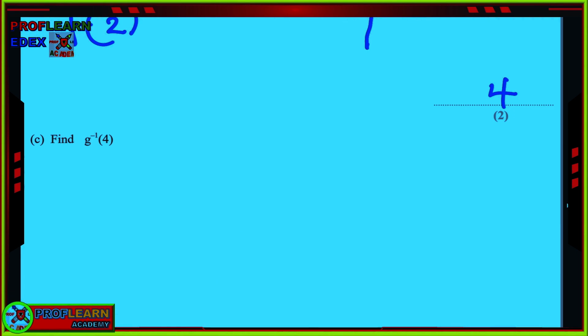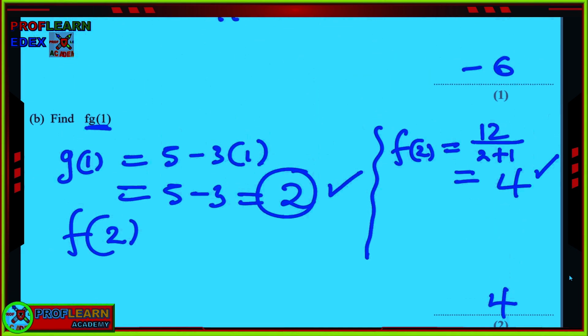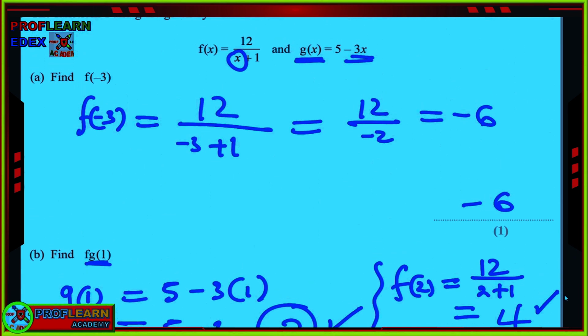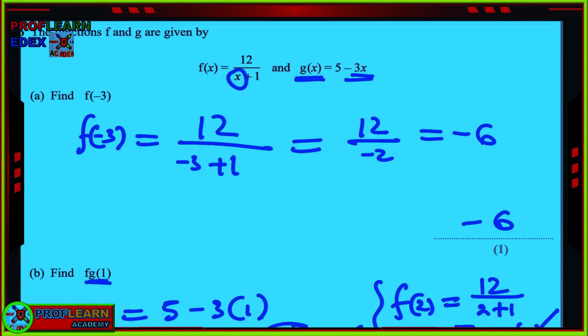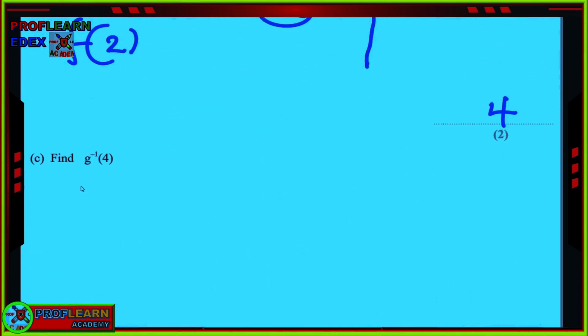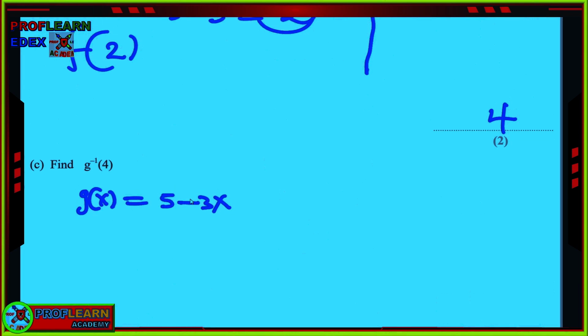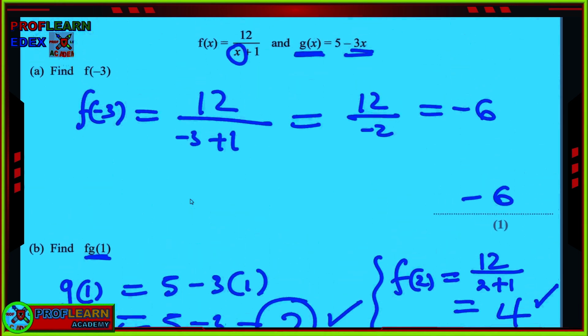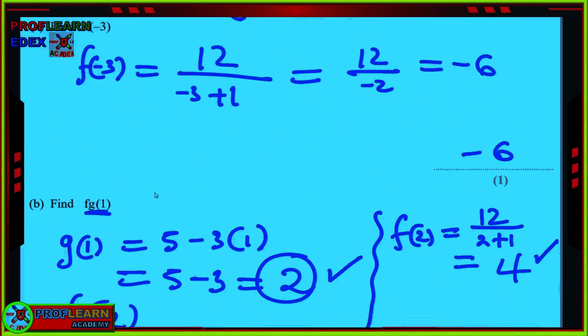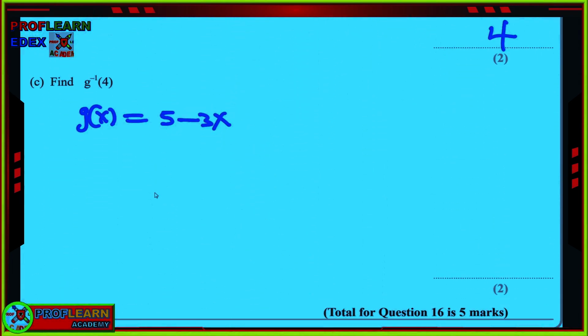Inverse of a function. Remember, the g function was given as g of x equals 5 minus 3x. Then the process of finding the inverse of a function: first you need to change this g of x to a y, so it becomes y equals 5 minus 3x.